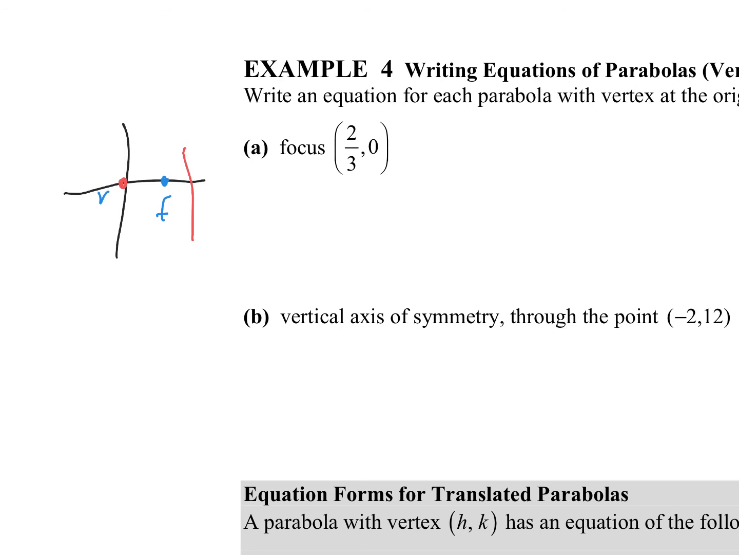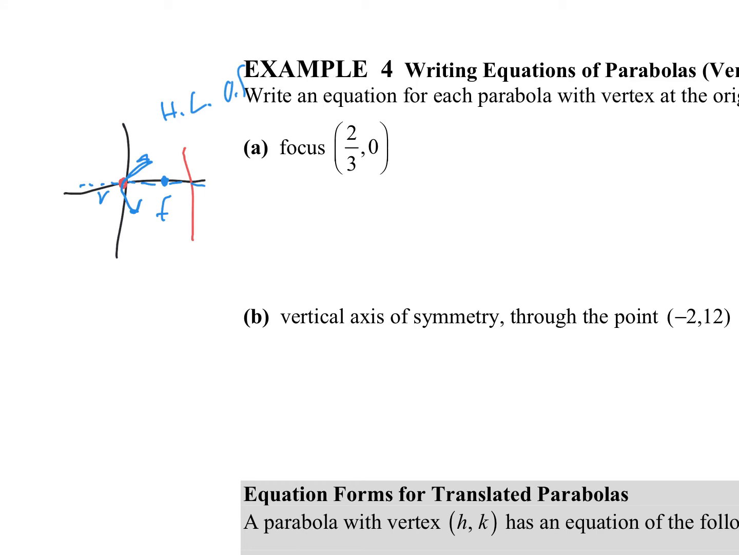Then what do I know to be true? I know that this parabola is opening to the right. Why do I know that? Because the parabola opens up into the focus. Focus is inside the parabola. So it has a horizontal line of symmetry.